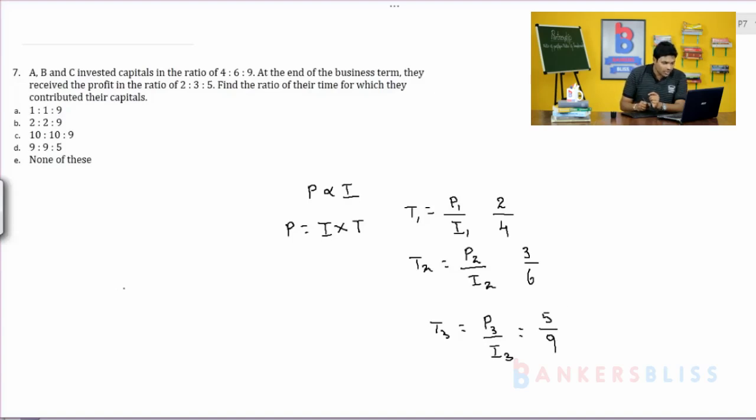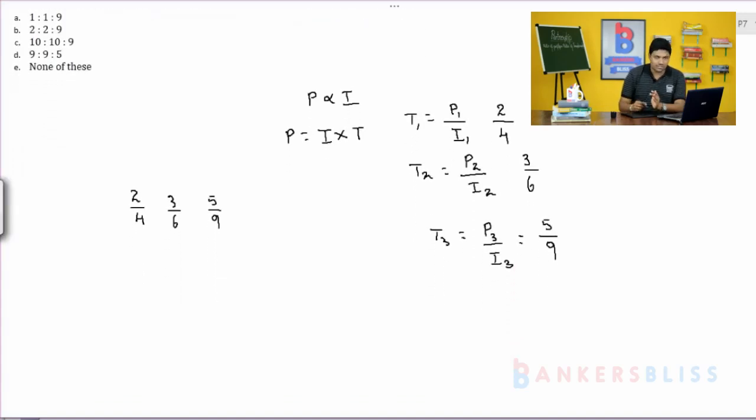So you got the ratios as 2 by 4, 3 by 6 and 5 by 9. The 2 by 4 and 3 by 6 we can further simplify, but 5 by 9 we cannot further simplify. 5 by 9 is the simplified form. So 2 by 4 is nothing but 1 by 2, 3 by 6 is nothing but 1 by 2, and 5 by 9. The ratios are in fraction, but this fraction has to be converted into the normal ratio. So what do you have to do?